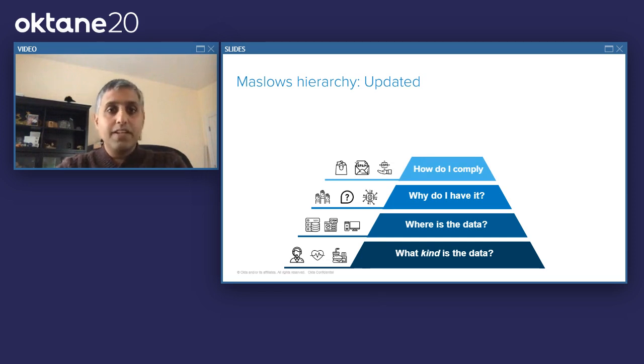Now, once you understand why you have it, where it is, and what kind of information it is, then you start to go into, well, how do I comply with this information set that I have? Meaning, do I have to be cognizant about things like GDPR? Do I have to be cognizant about the CAN-SPAM Act, right? Is it the right to forget? Is it CCPA? Is it PIPEDA? What kind of policies do I have to be compliant with as I start to do a basic thing about data discovery, data inventory, et cetera, across my entire system?